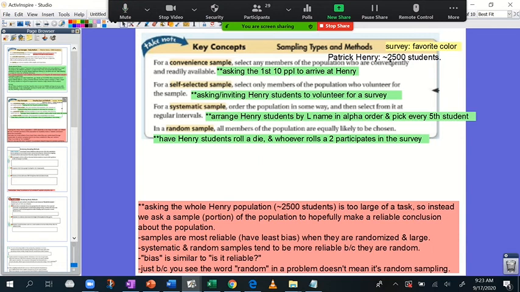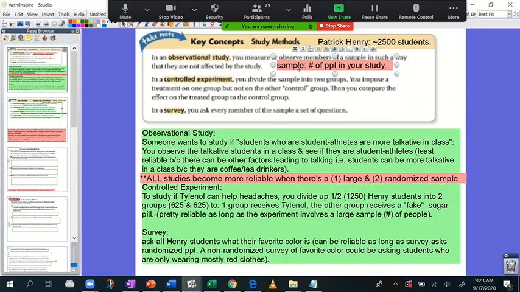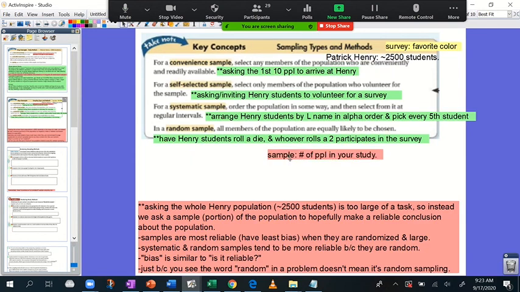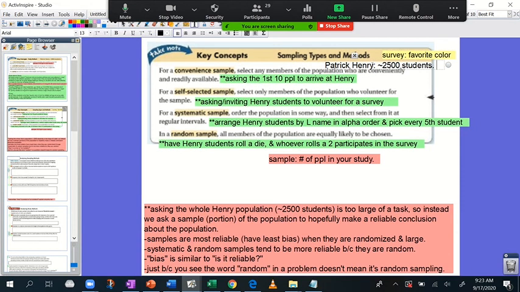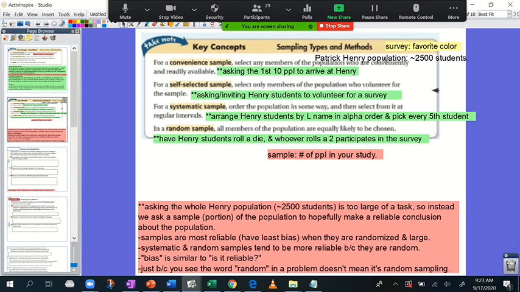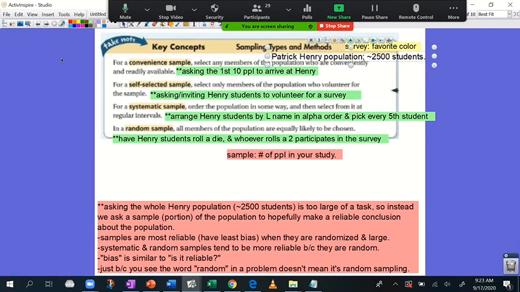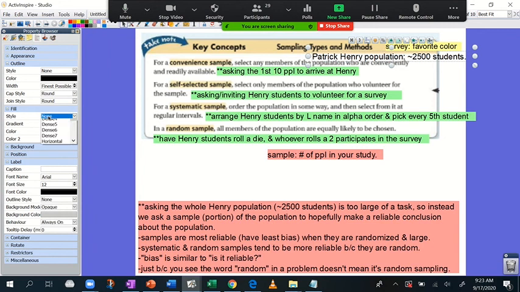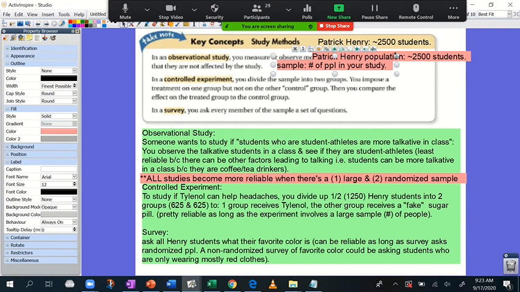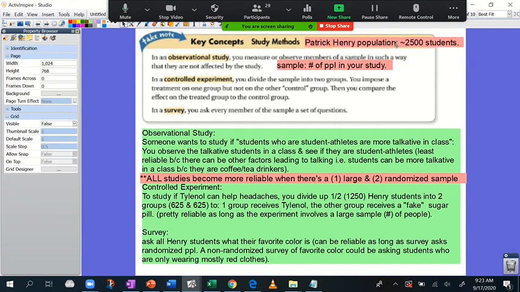So that's why we are going to pick a sample, a sample from the Patrick Henry population. I'm going to call this the population. It's 2,500 students. Let's actually put that in red. Boom, make it red. Copy, paste, and delete that. Perfect.